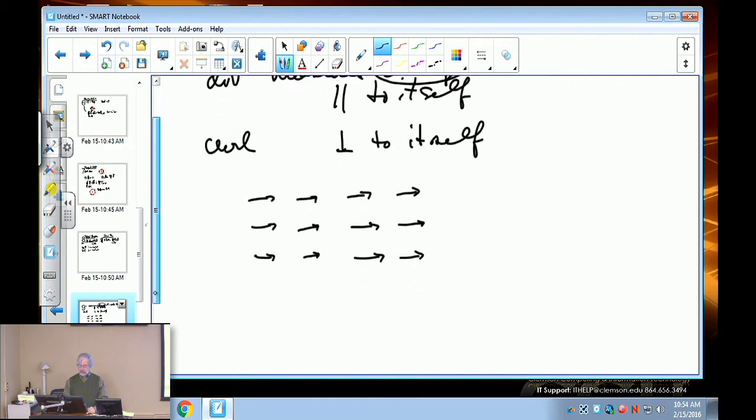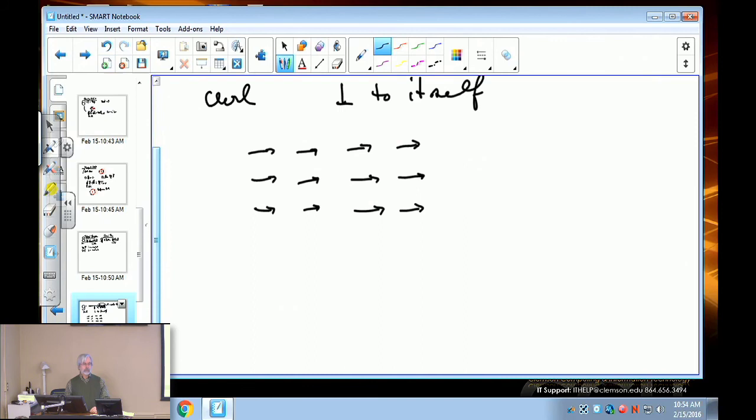Okay, so there are two different things that a vector field can do generally. One is it can diverge, and one is it can circulate. And that's it. We've exhausted the possibilities. So an example of a divergence is this. It can come out of a point or it can sink into a point.